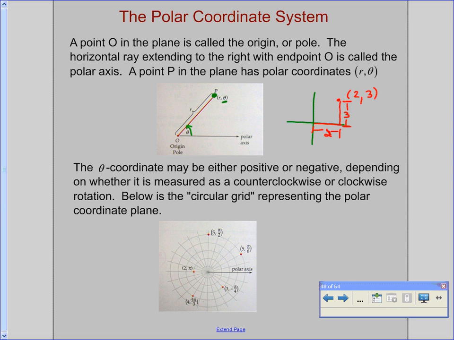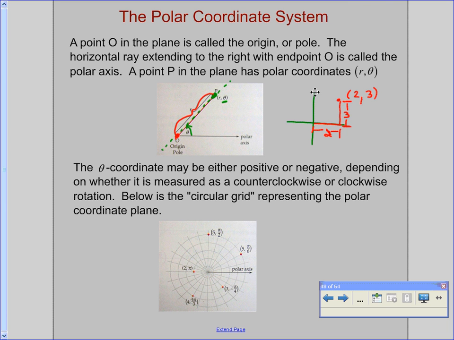So if we have a point P, theta is the angle to a line containing that point P. And then your r is, if you think about what a radius of a circle would be, the length of that segment from what you would know as your origin. So there's the difference between the two.